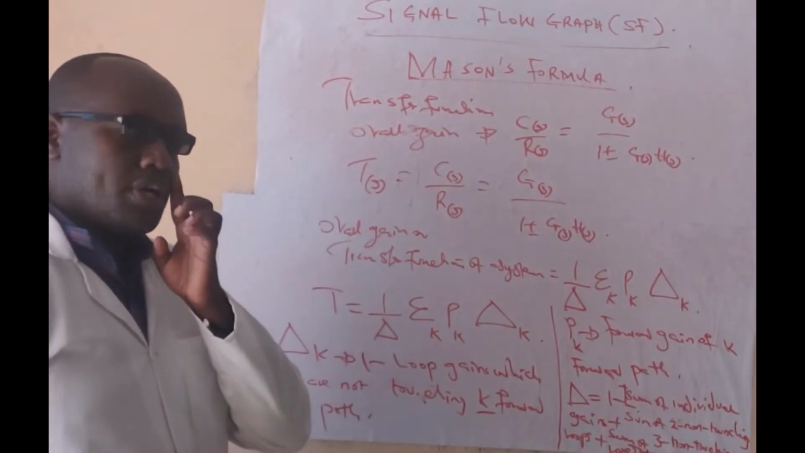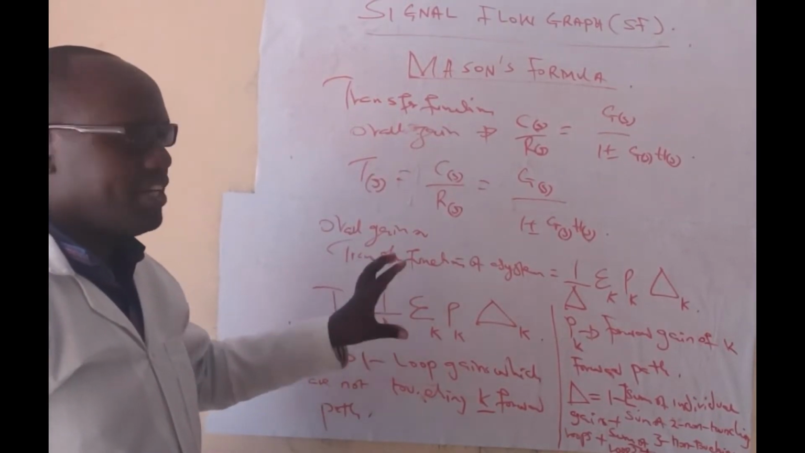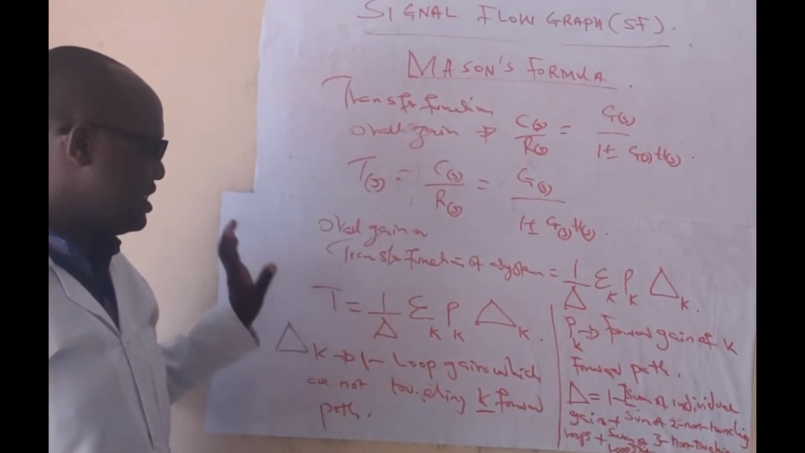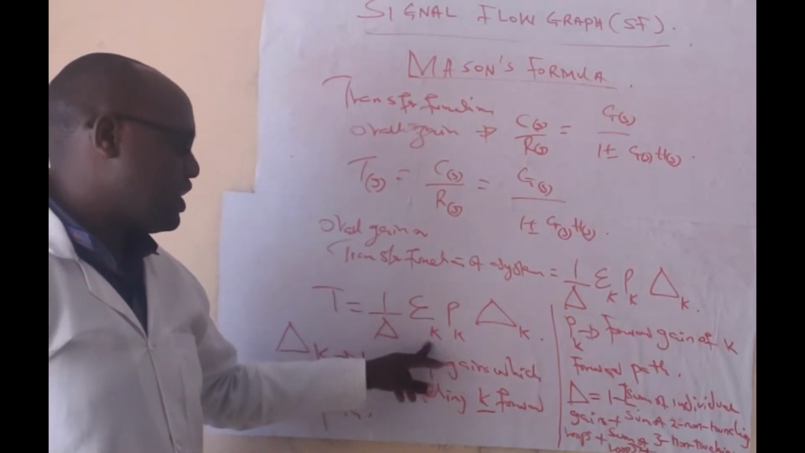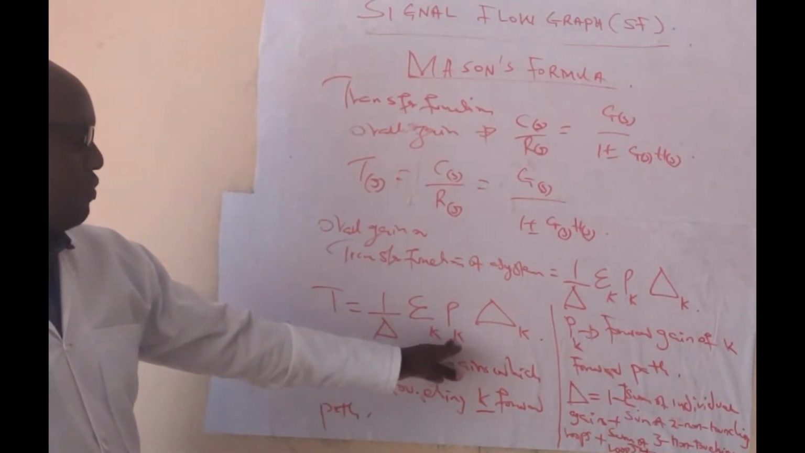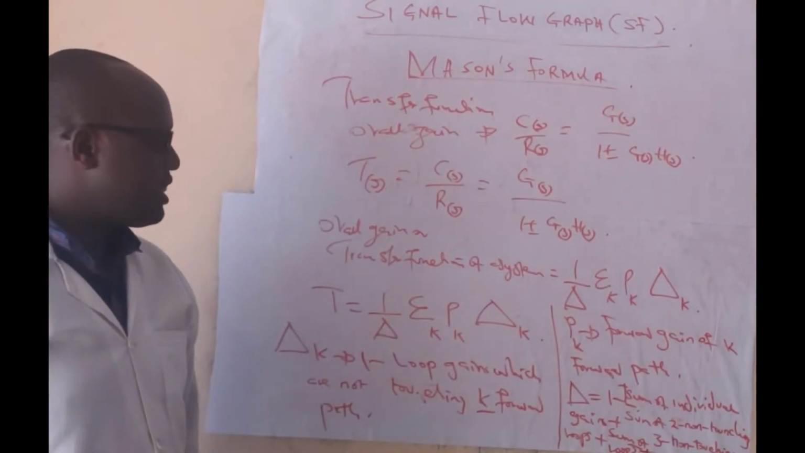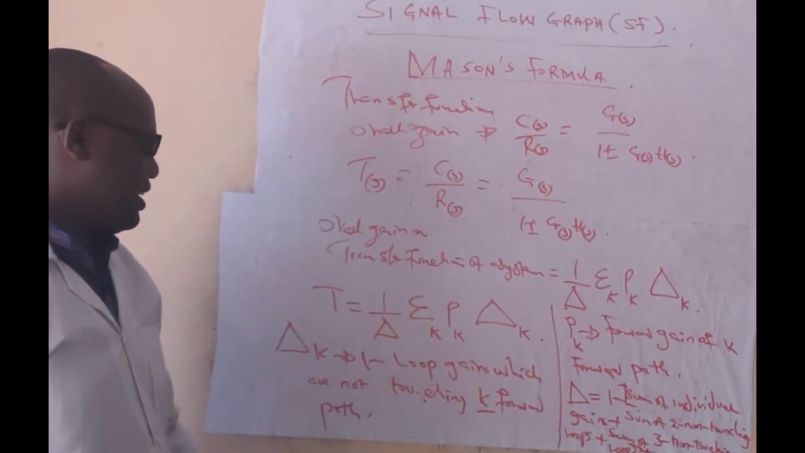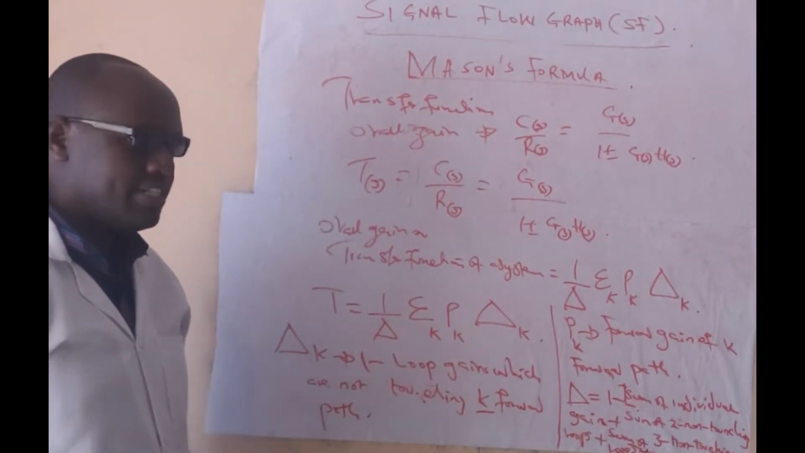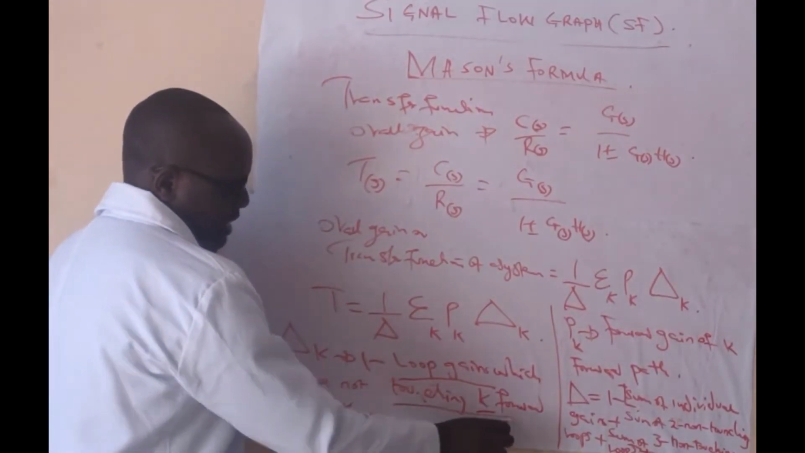That is Mason's formula. So when you are told to determine the overall gain, or the gain, when you are given a signal flow graph, you are supposed to use this formula. The formula is T, which is 1 over delta, the summation of the forward gains of the forward paths multiplied by delta k, which we can get by saying 1 minus the loop gains. And in this case, these are the loops which are not touching the forward path.